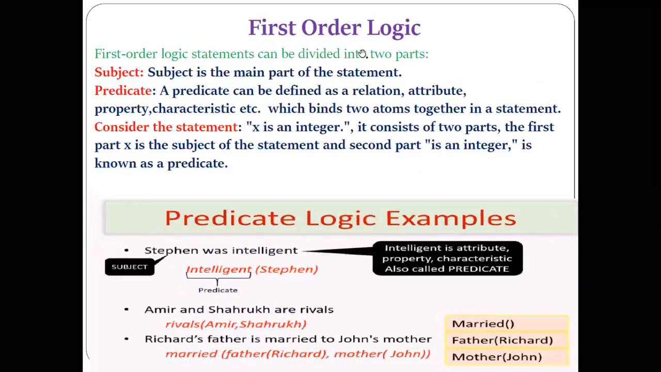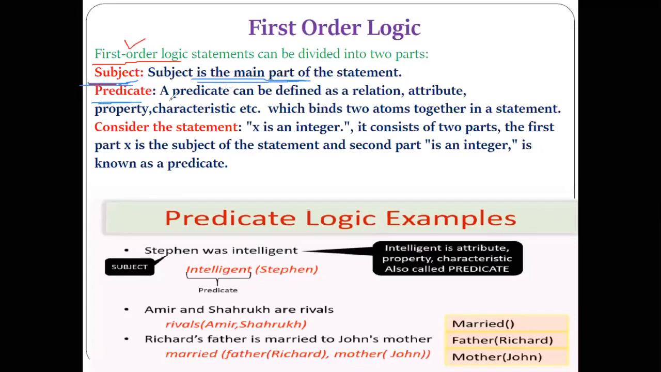Now, let's understand some more things about the FOL. Here, first order logic statements are like what? A first order logic statement, an FOL statement, generally consists of a subject as its main part, and another part consisting of the predicate. Now, what do you mean by the subject? Just like in natural language, the subject is nothing but the main part of any kind of statement. Yes or no? Yes, sir.